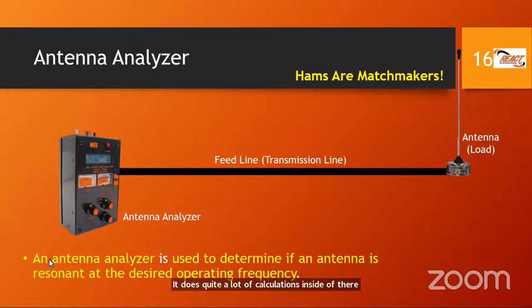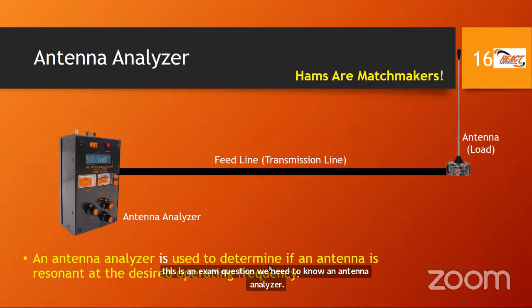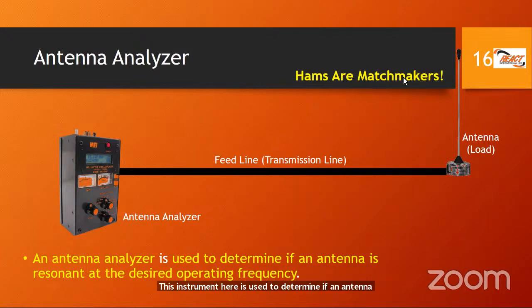So this is an exam question. We need to know an antenna analyzer. This instrument here is used to determine if an antenna is resonant at the desired operating frequency. In other words, hams are matchmakers. We want to know if this antenna is resonant, if it's matched to the frequency that we intend to use it on. So the good thing about this, you don't need to use a radio. It's an instrument by itself. It can stand alone, and we connect it to the transmission line, and we get that. It's a very low power device, and it will tell us if it's matched. So very, very versatile, highly recommended instrument to acquire.